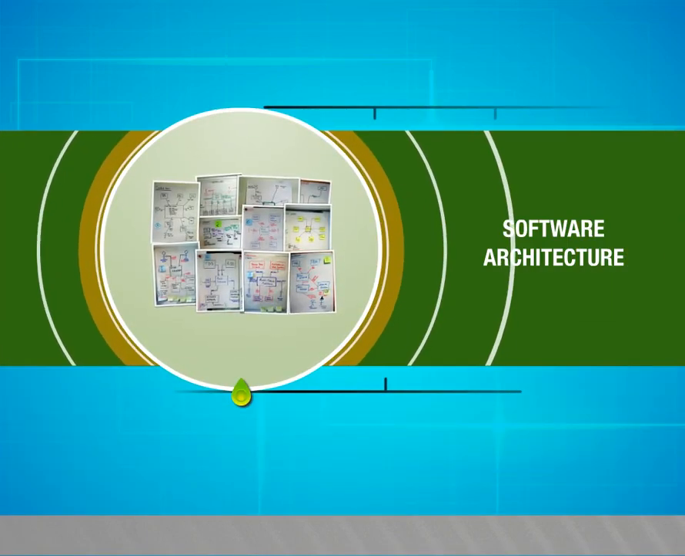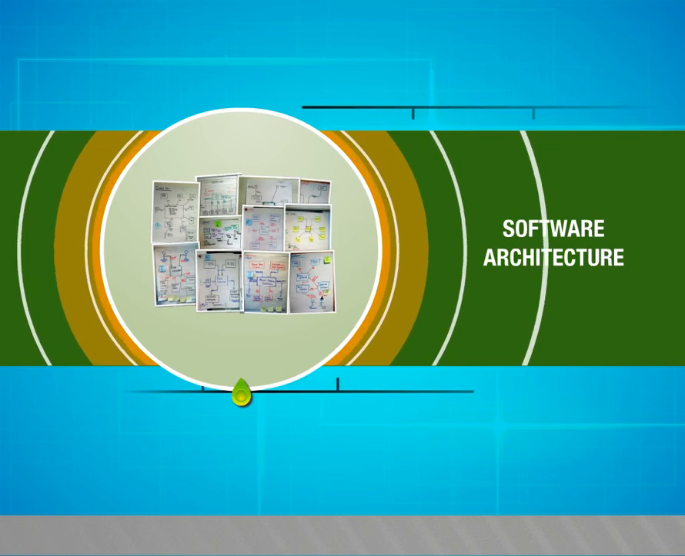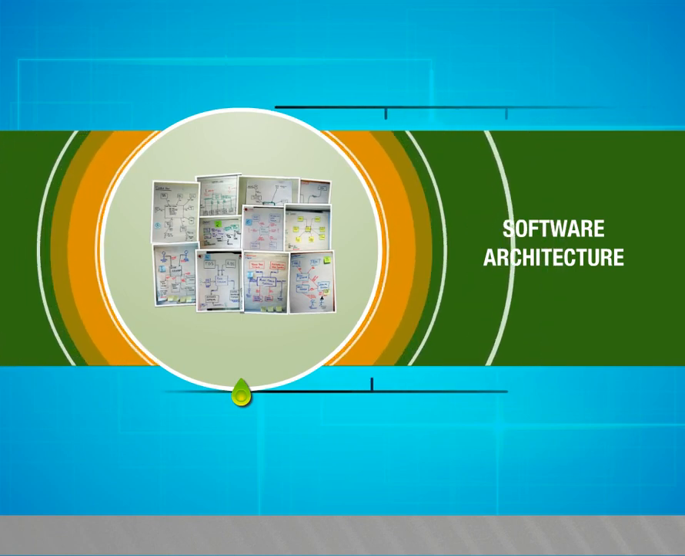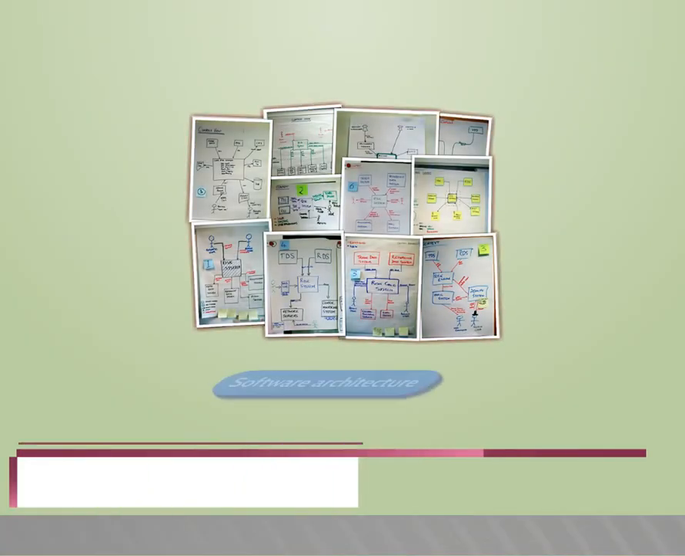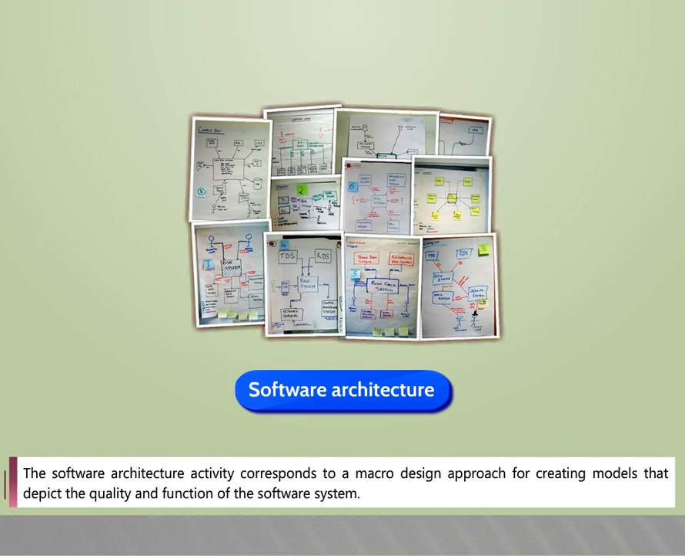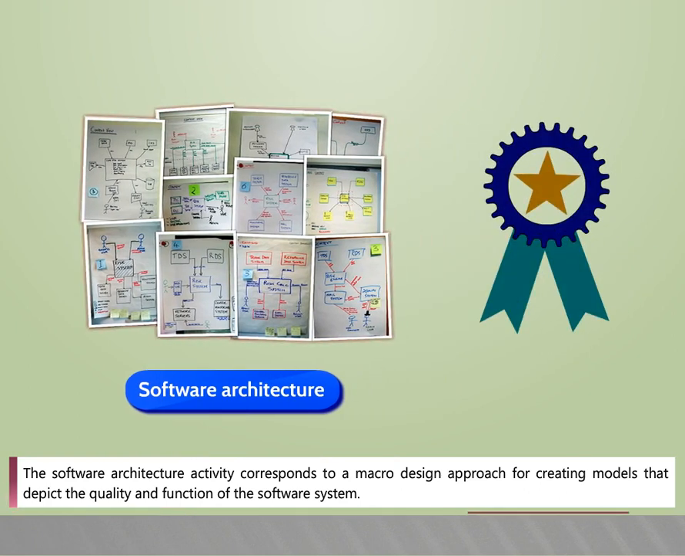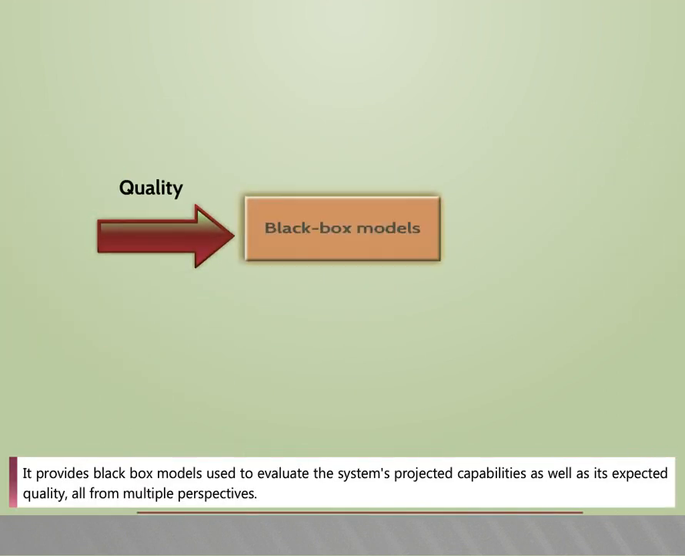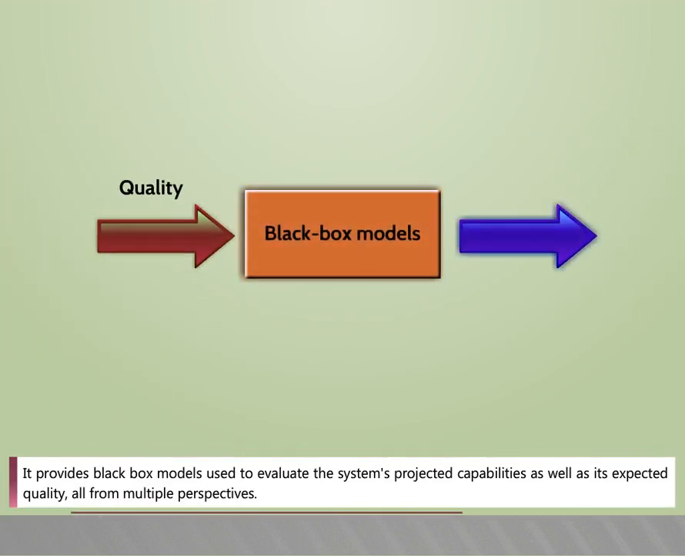Software architecture. In this video, we are going to see about software architecture. The software architecture activity corresponds to a macro design approach for creating models that depict the quality and function of the software system. It provides black box models used to evaluate the system's projected capabilities as well as its expected quality, all from multiple perspectives.